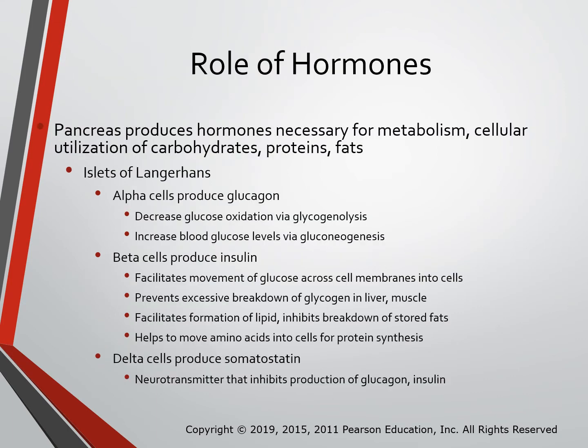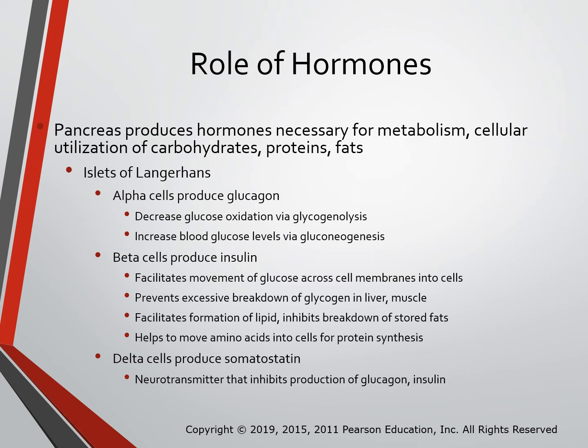So what is the role of hormones? The pancreas produces hormones necessary for metabolism. So we know metabolism is the breaking down. It uses our food and our carbohydrates and our proteins and our fats to give us energy, okay? So it's the breakdown or metabolism and cellular utilization of carbs, proteins, and fats.